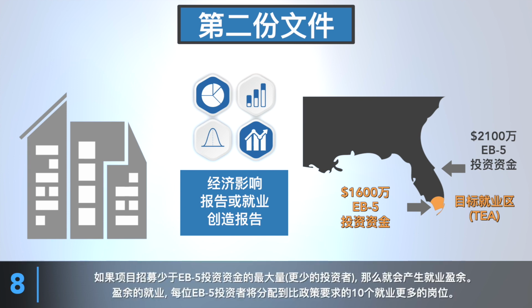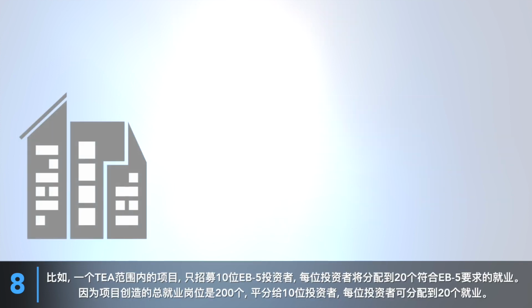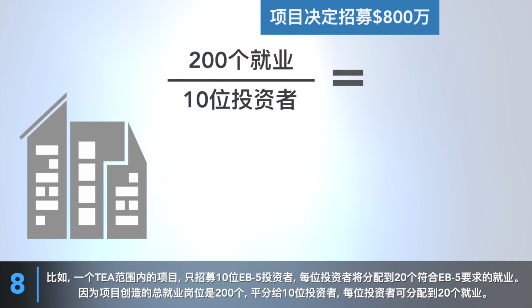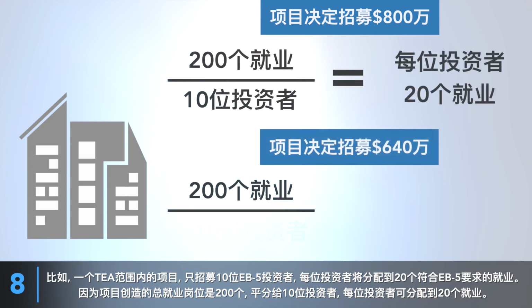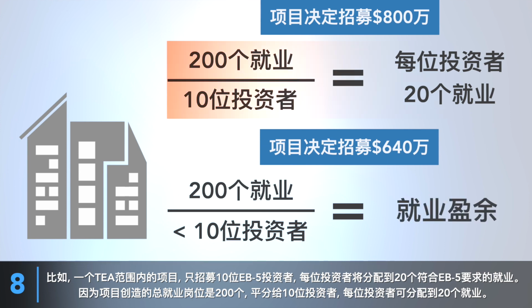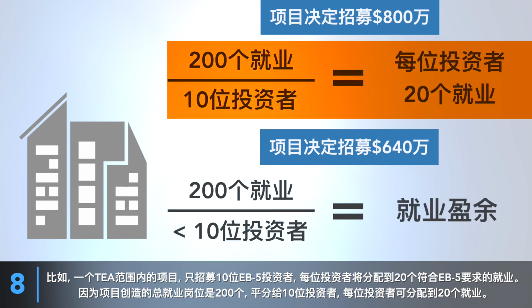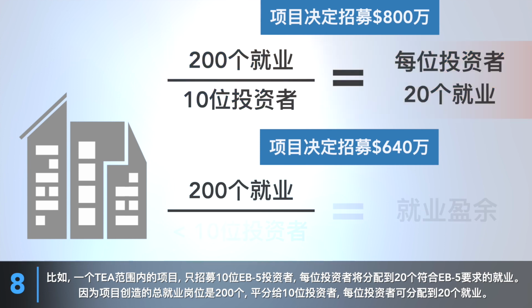If the project raises less than the maximum amount of EB-5 investment capital with fewer investors, then a surplus of jobs would exist. With a job surplus, each EB-5 investor would be allocated more than the 10 jobs required by the program. For example, if the project site was in a TEA and only 10 EB-5 investors joined the project, then each EB-5 investor would be assigned 20 EB-5 eligible jobs, because 200 total projected jobs divided among the 10 EB-5 investors results in 20 jobs per investor.